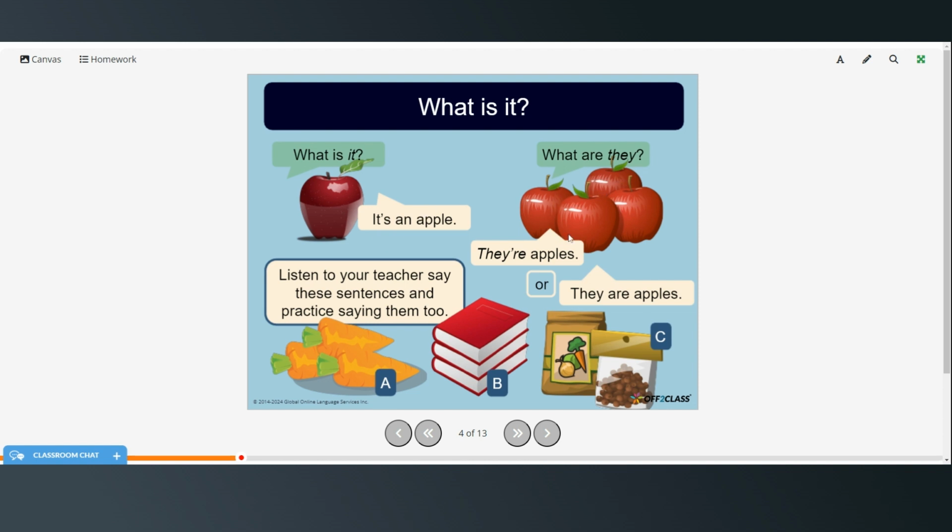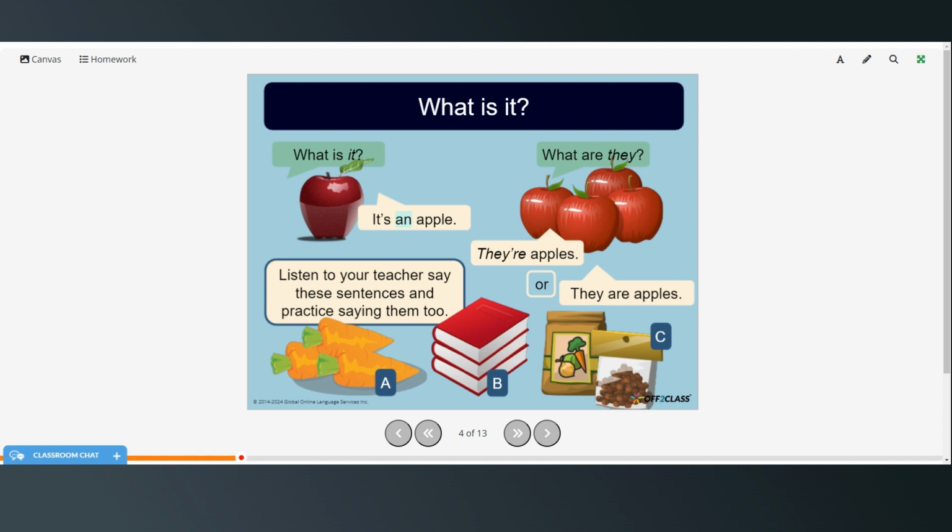But if there's more than one thing, we would say, what are they? Not what is it. It is singular, they is plural. And so the answer would be they're apples. So we don't use an with the plural because an means one. You could also say they are apples, either they're apples or they are apples. They both mean the same thing.